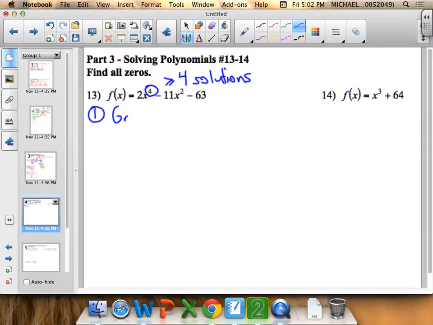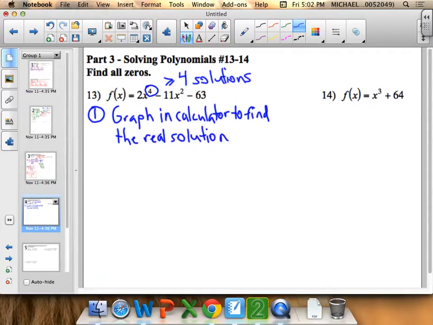So in order to do that, the way we've learned it, step 1, I'm going to graph the polynomial in the calculator to find the real solutions. And you should know, hopefully by now, that the real solutions are where the graph crosses the x-axis. So if I plug that into my calculator, I should have done this beforehand to save time: 2x to the 4th minus 11x squared minus 63. And I watch it graph.